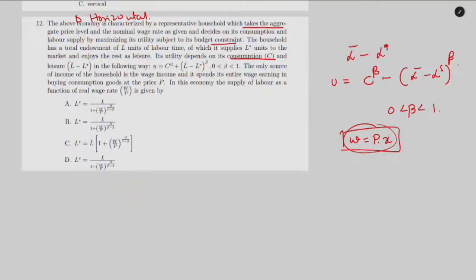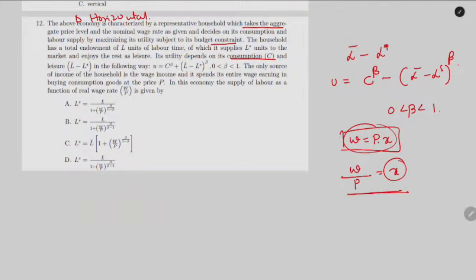Now what they are asking is, in this economy, the supply of labor as a function of real wage, that is W by P. Means they are asking about the quantities. How is the household going to spend? How much can it afford? Those are the quantities, right?